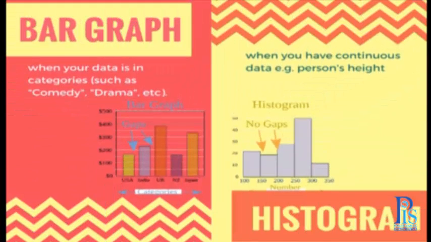The difference between a bar graph and a histogram. Bar graphs are very good when your data is in categories such as comedy, drama, and so on. But when you have continuous data such as a person's height, then use a histogram. It is best to leave gaps between the bars of a bar graph, so it doesn't look like a histogram.